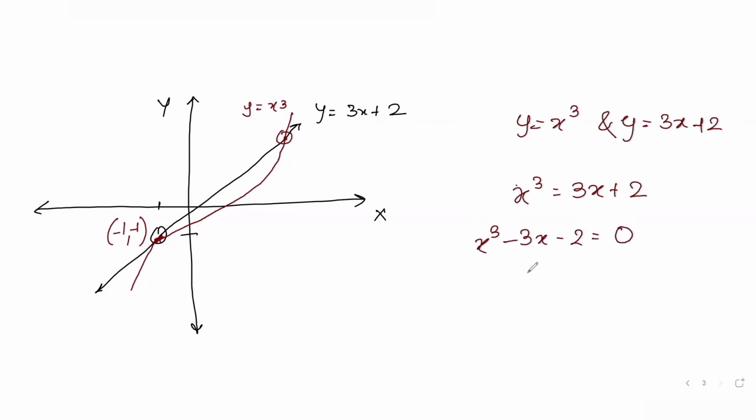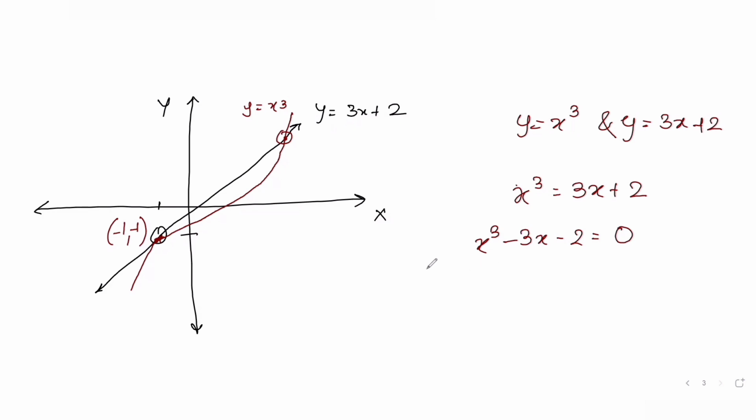Now let's try to solve this cubic equation which we have got. Let's substitute some values for x first. If I substitute x as 1, I get 1 cube, which is 1, minus 3 minus 2, which is minus 4, not equal to 0. So 1 is not a factor here.